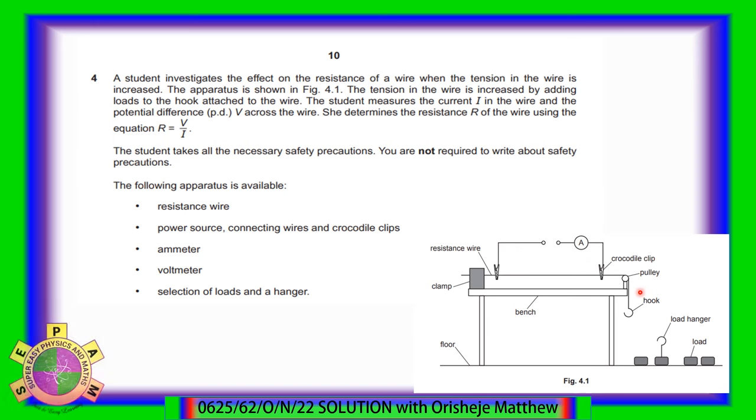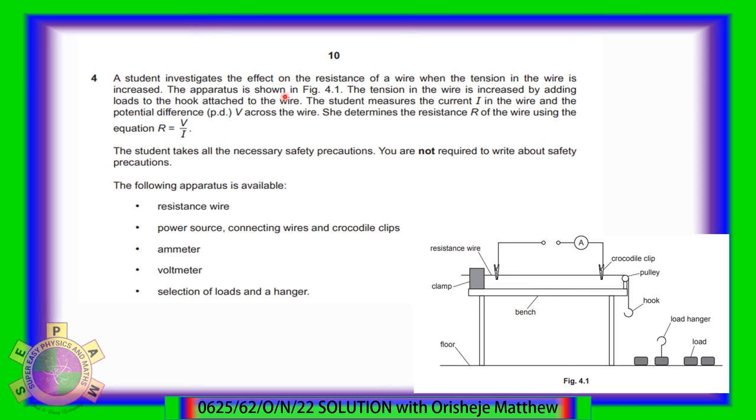So what is going to happen is that in your reading, the current here will be reducing. So that is just what you want to see, because they put the wire on a pulley so that it can roll, and then as the tension increases, the wire gets longer. So let's see.